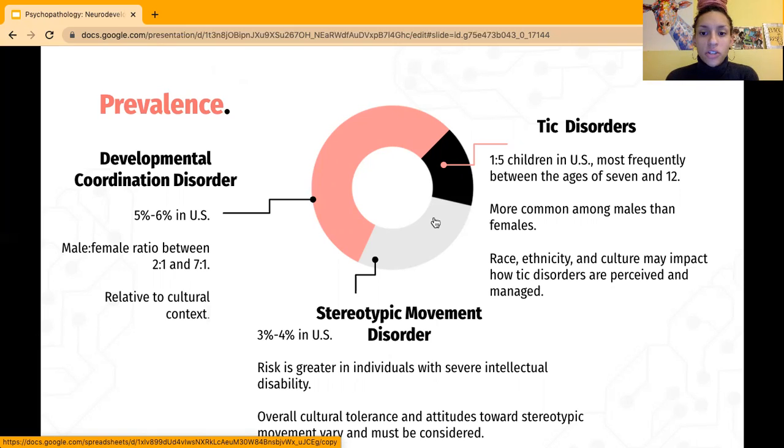At least 1 in 5 children experience some form of tic disorder, most frequently between the ages of 7 and 12. And in addition to cultural attitudes towards unusual behaviors and motor disorders, help seeking and patterns in help seeking and choices of treatment can also influence the prevalence and diagnosis of these disorders.